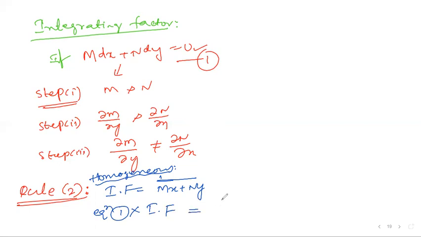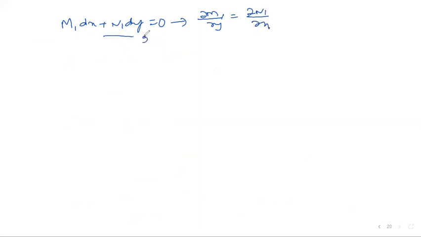So then 1 by (Mx plus Ny) of (M dx plus N dy) is equal to 0, which is an exact differential equation. After multiplying by 1 by (Mx plus Ny), we get the form M1 dx plus N1 dy equal to 0, which is exact. Exact means del M1 by del y is equal to del N1 by del x. So this equation 2 is an exact differential equation.